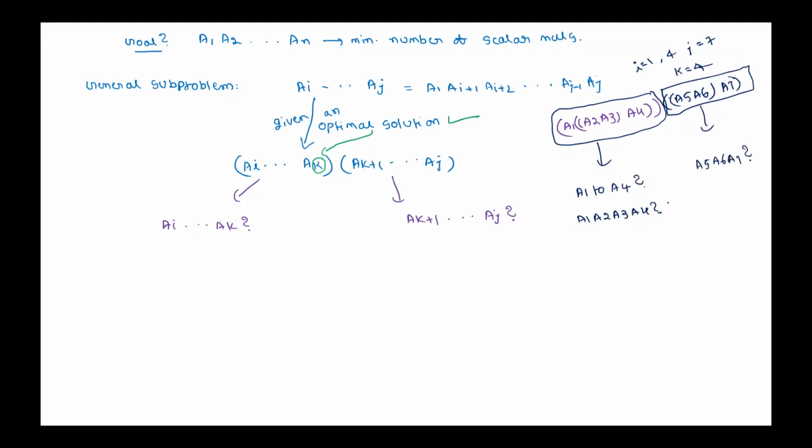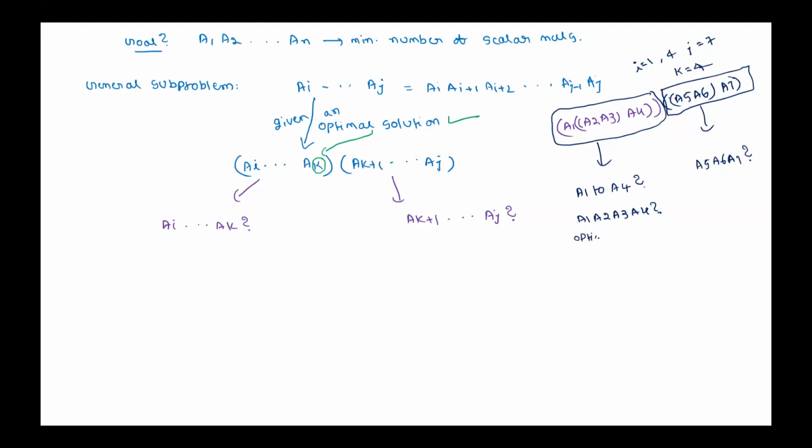Now these two questions, it gives, that means the original problem, that optimal solution, has divided the problem into two subproblems. In this case, two subproblems. One is A1 to A4, what is the optimal solution? We can ask. This is one subproblem. Similarly, A5 to A7, what is the solution? Now, what is the answer? What is the optimal way of multiplying A1 to A4?